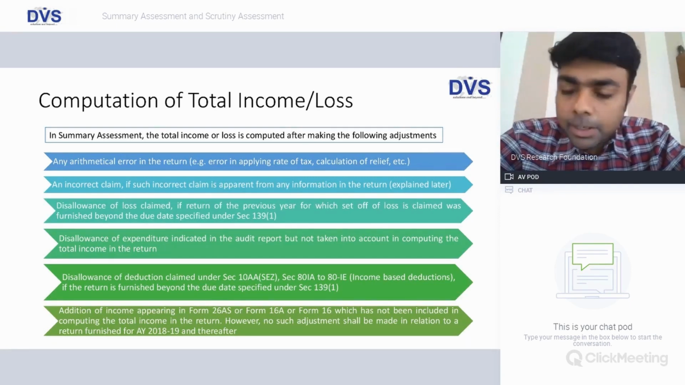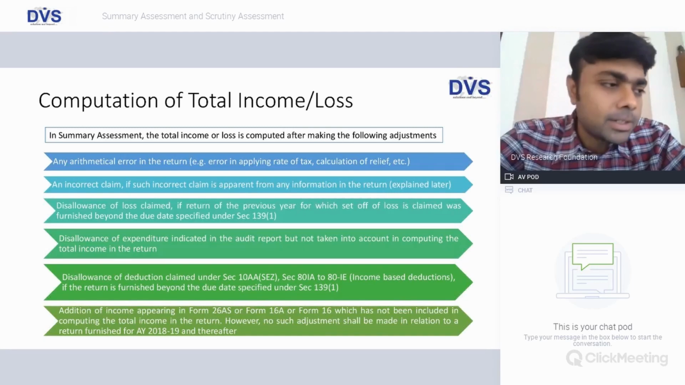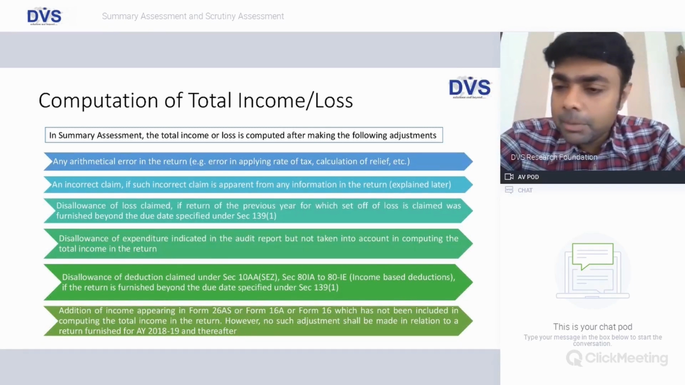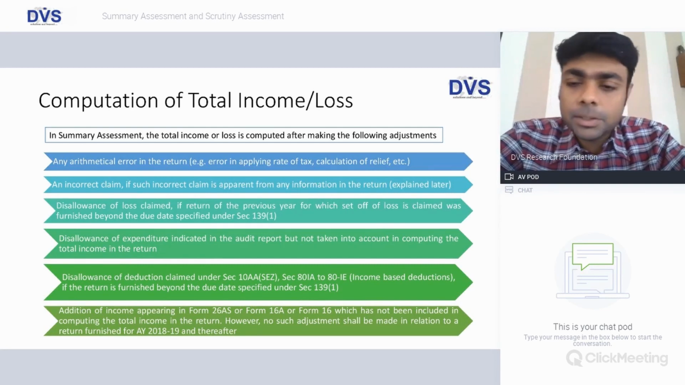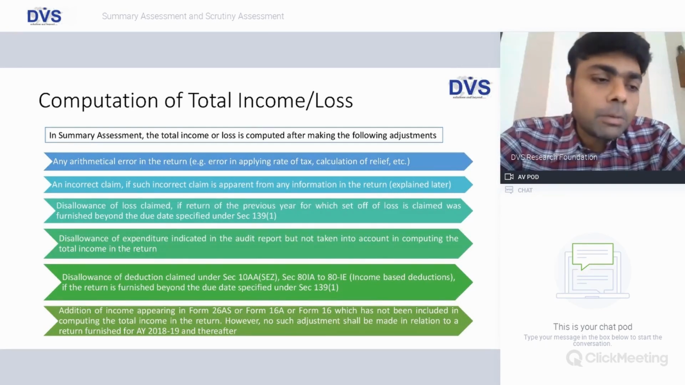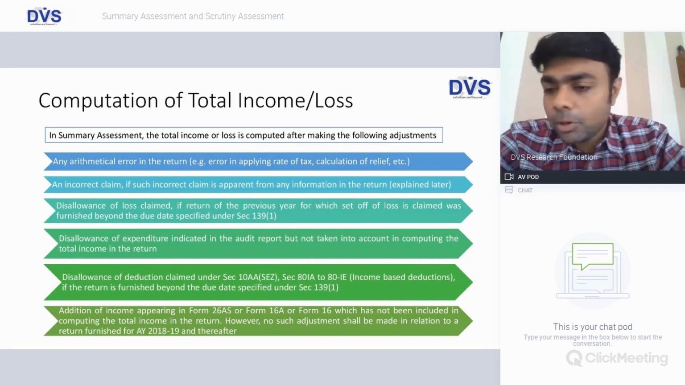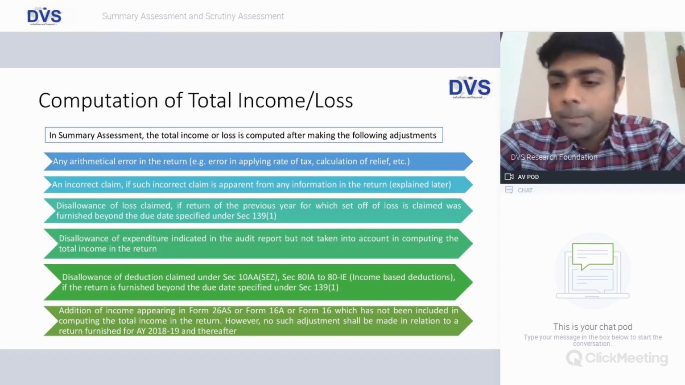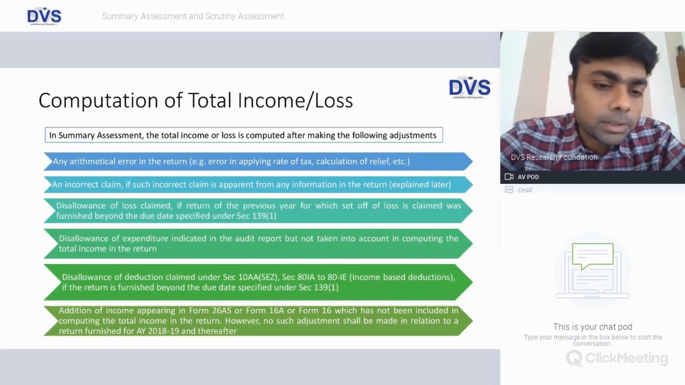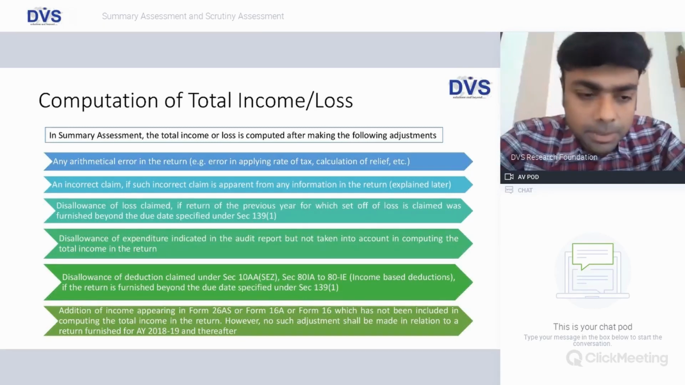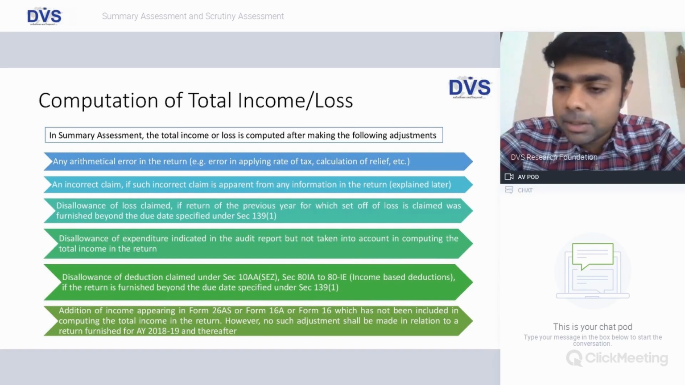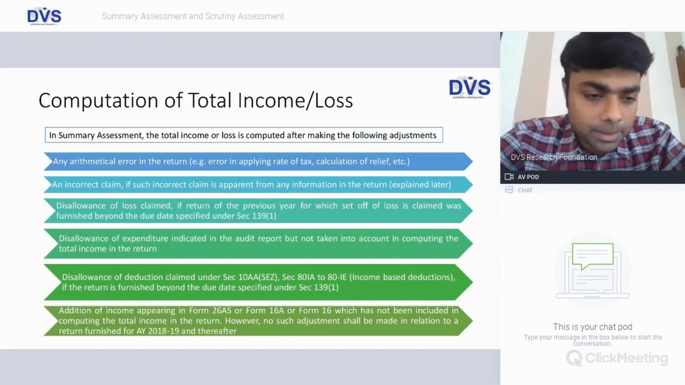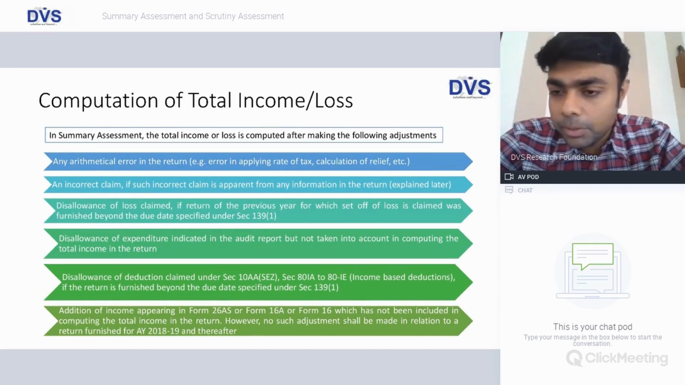Disallowance of expenditure. So if a tax audit report says, let's say there's a section called 40A(1)(a) which talks about deduction and payment of TDS for expenses within the due date under income tax return. Now, if you have not filed it or if you have not paid TDS on time and your tax auditor has qualified it in the report, then that could be a case for disallowance.